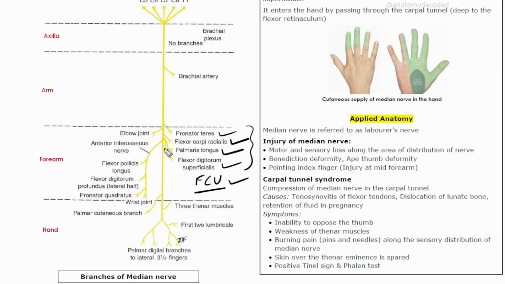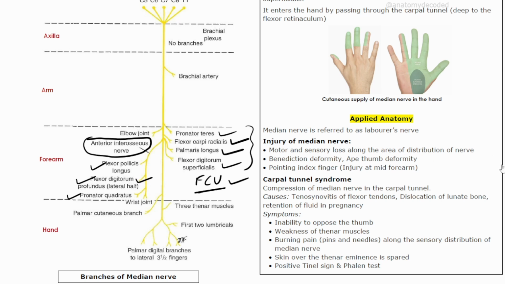The deep muscles of the flexor compartment are supplied by a branch of the median nerve called the anterior interosseous nerve. The anterior interosseous nerve supplies flexor pollicis longus, the lateral half of flexor digitorum profundus, and pronator quadratus. So the deep muscles are supplied by the anterior interosseous nerve, except the medial half of flexor digitorum profundus. The medial half is supplied by the ulnar nerve, and the lateral half is supplied by the median nerve.